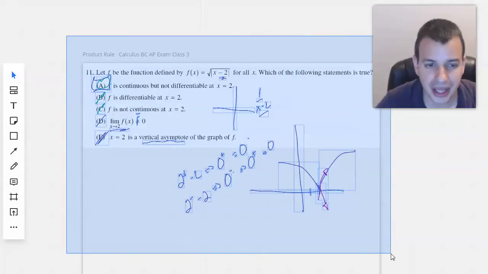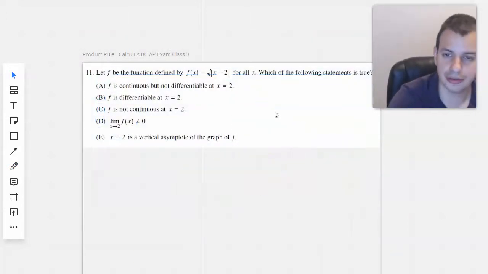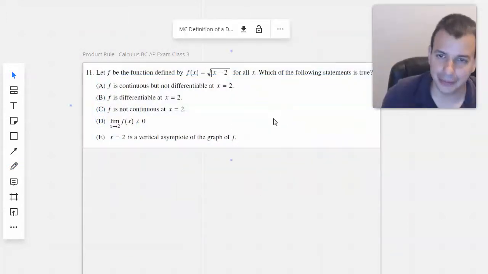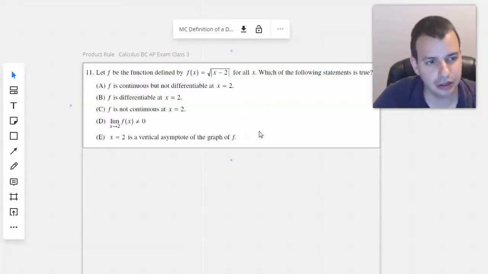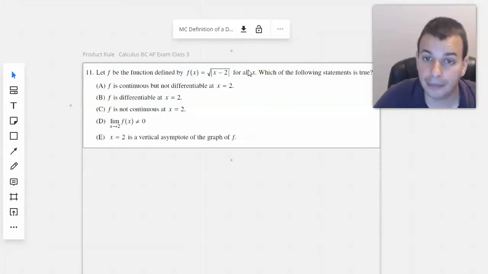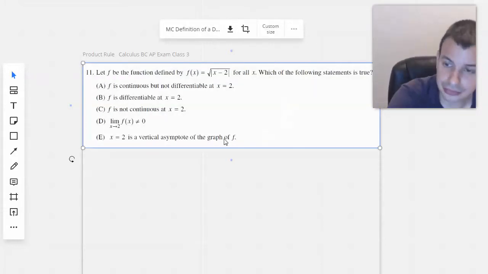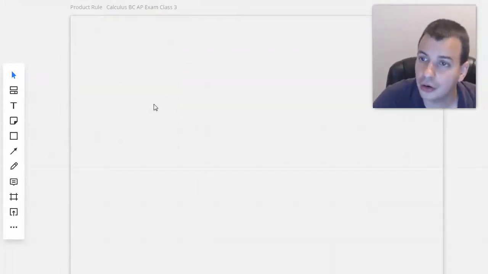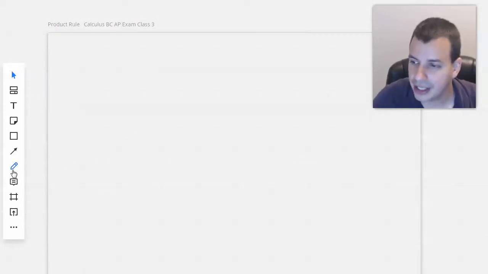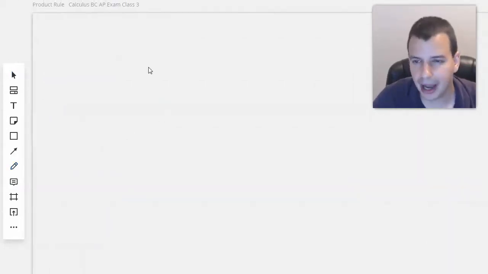Okay, so that is our review portion to make sure we solidify, make hard, solid, secure our previous knowledge. So now we're going to talk about the product rule. So we already know the power rule.